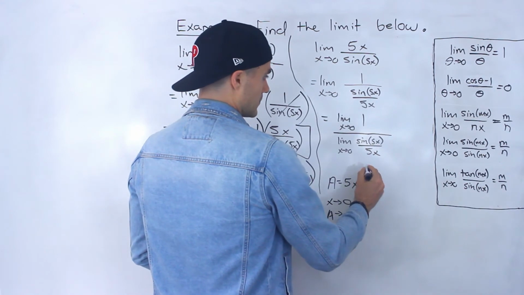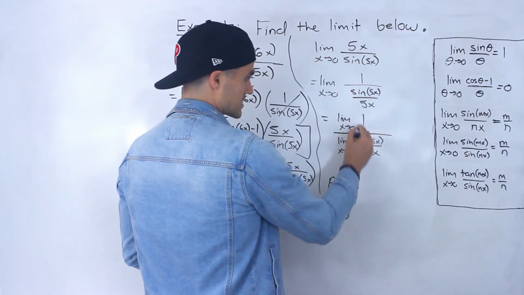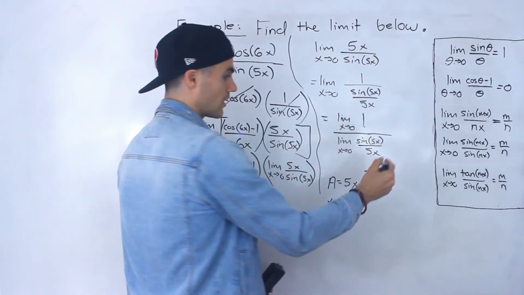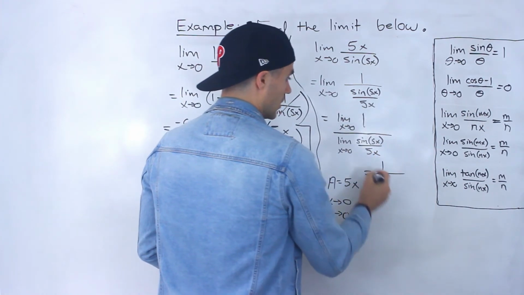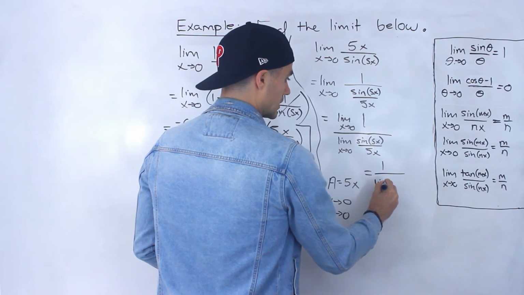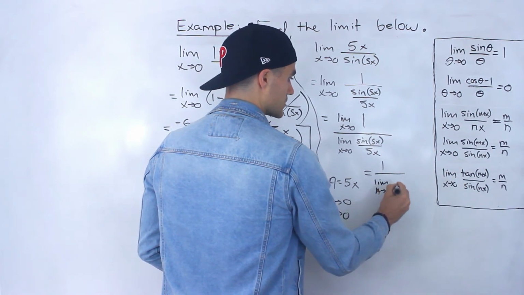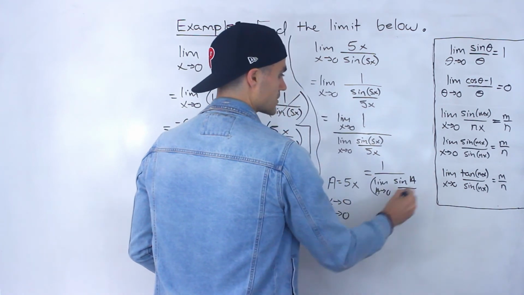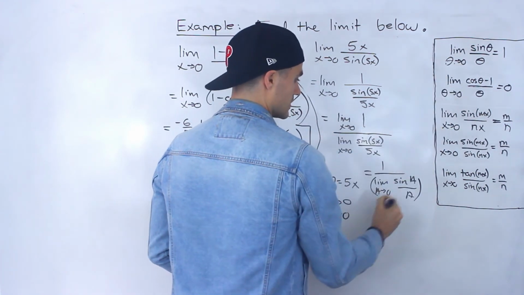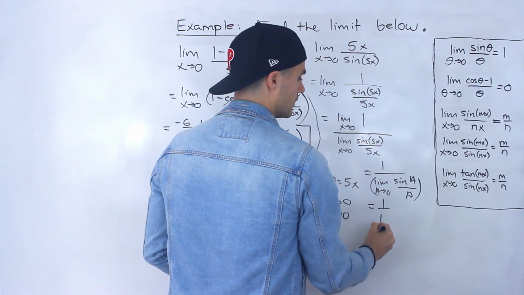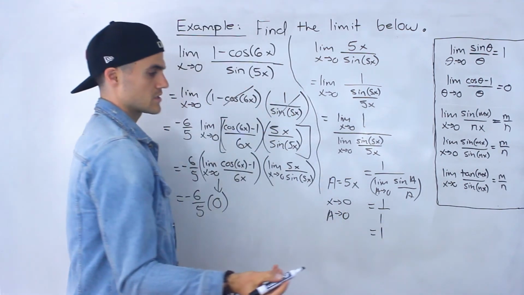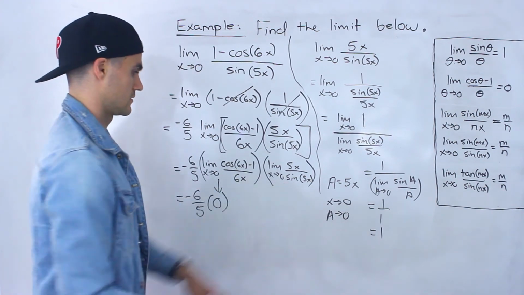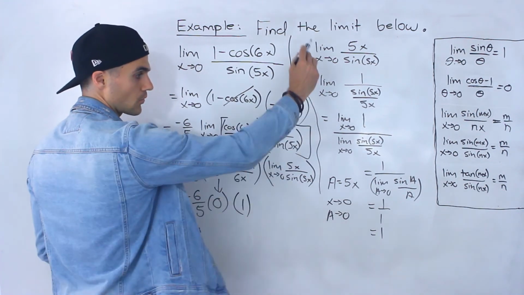So we would end up here having the limit as x approaches 0 of a constant is just equal to that constant, so it's equal to 1, over the limit as a approaches 0. Let's do that change of variable, sine of a over a, and notice that this is that, equal to 1. So it's 1 over 1, which is equal to 1. So this ends up equaling 1, that bracket. We just showed all that work there.